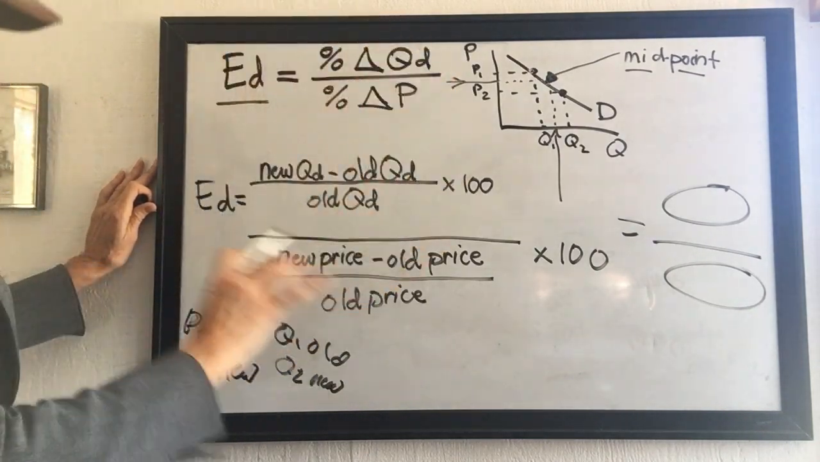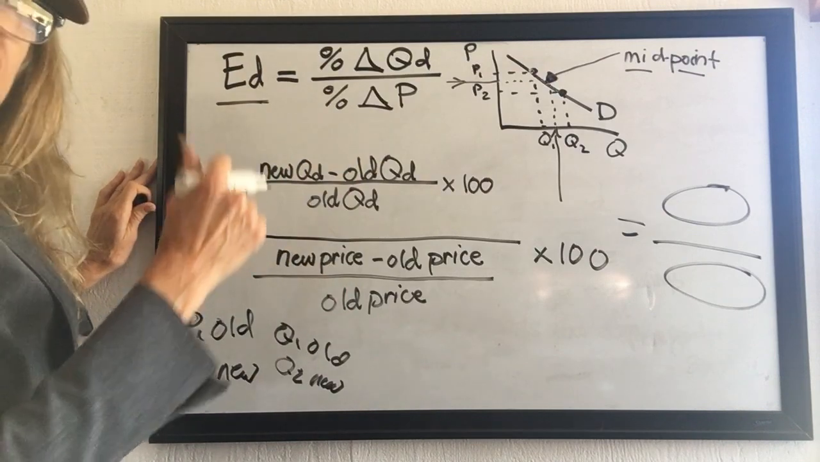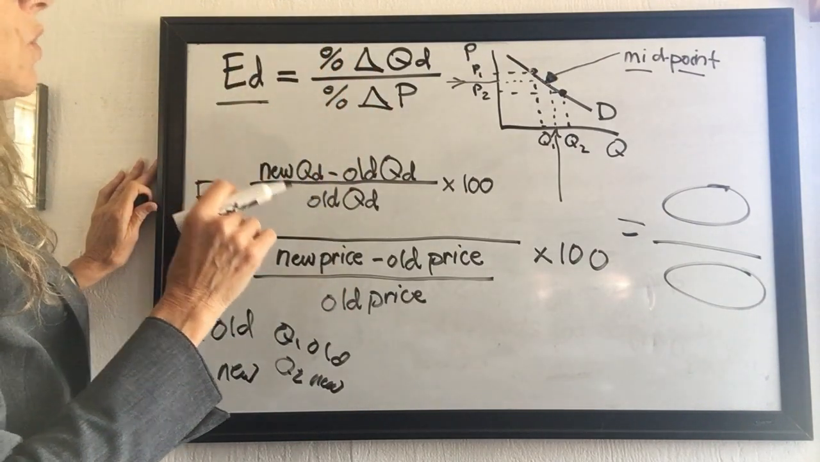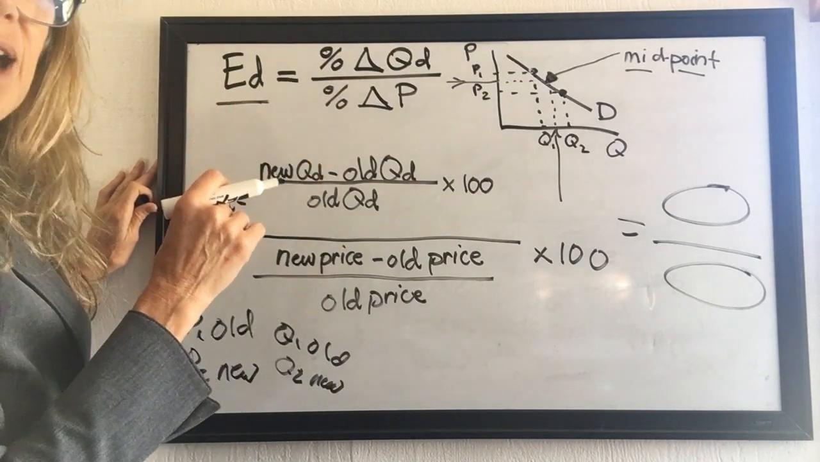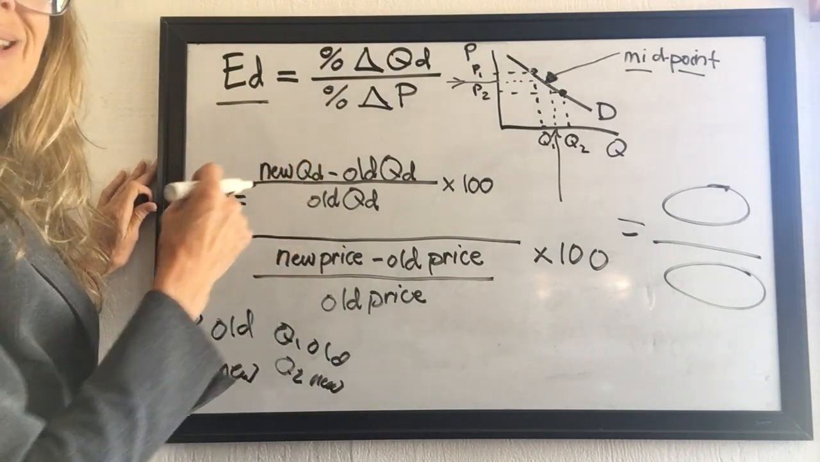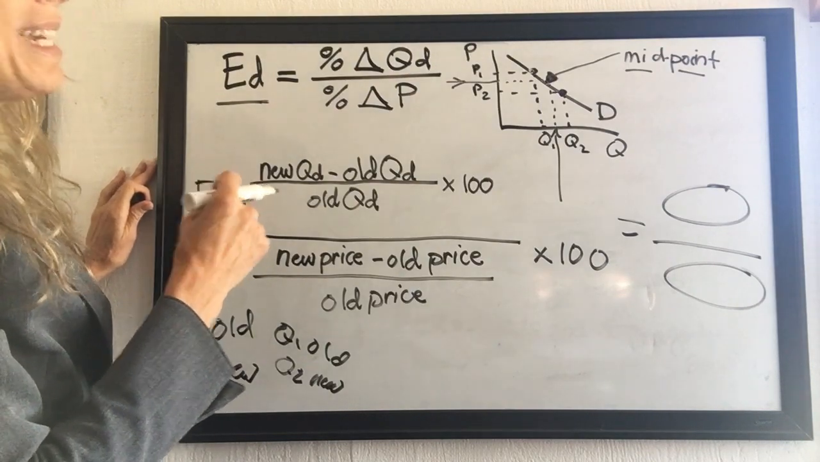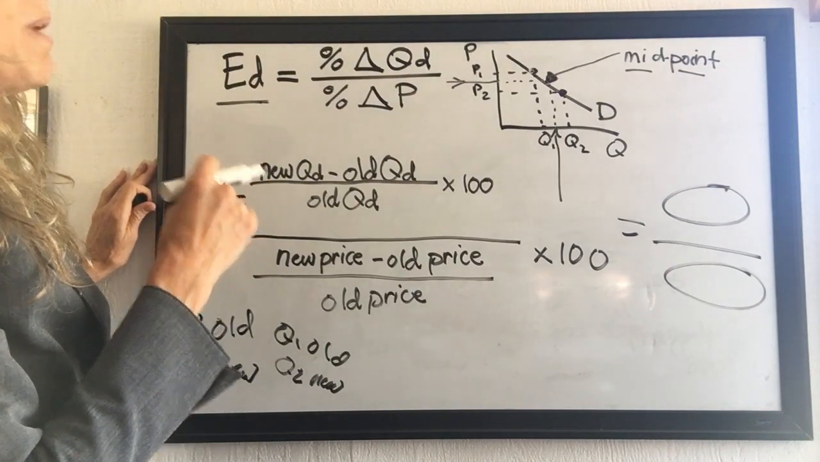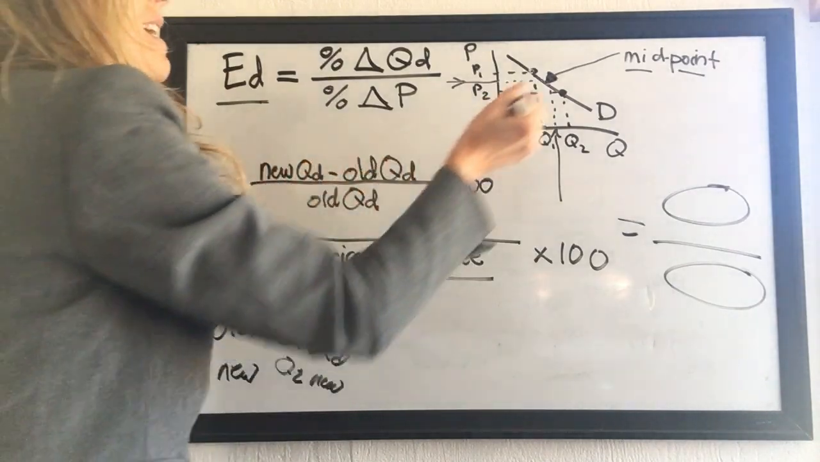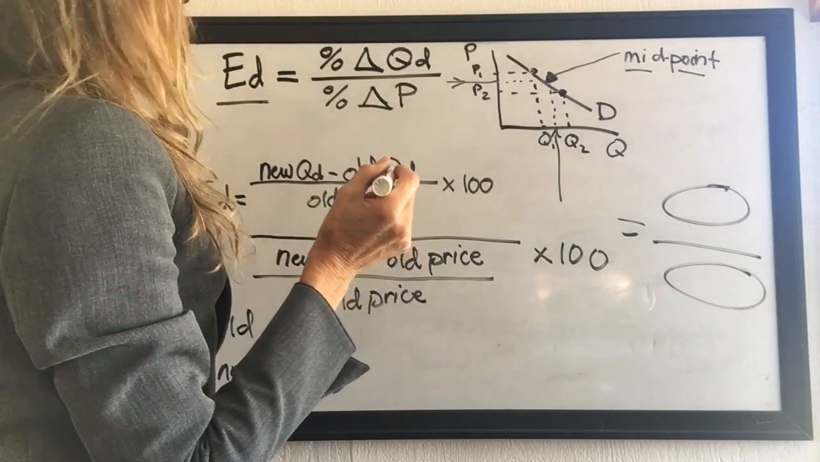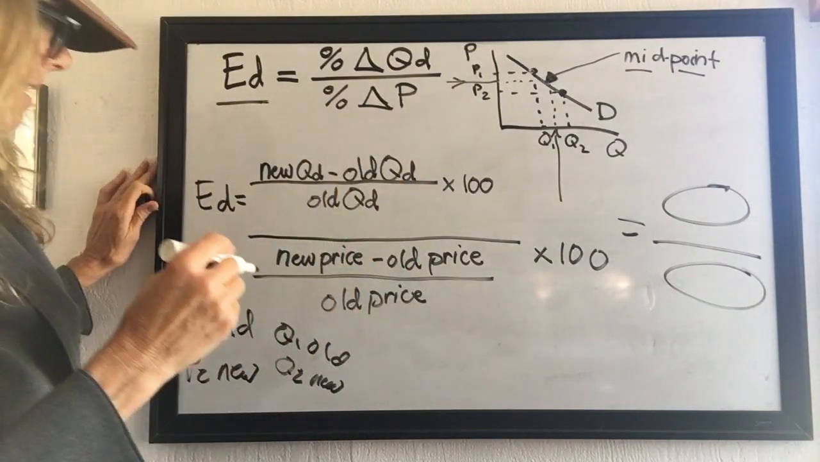I'm going to go from here and come back in just a few minutes. I'll erase this and we'll look at the numbers for the midpoint formula and how to use it. Going forward, that's the calculation you always want to use. It used to be called the arc elasticity formula, but it's a midpoint. It's taking basically a derivative right at that point, but we're going to come back to that later.